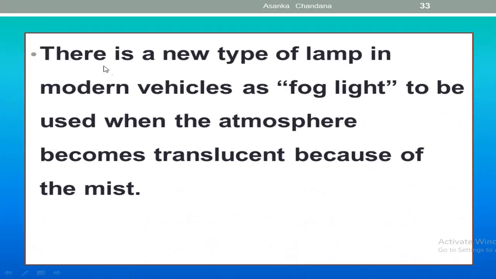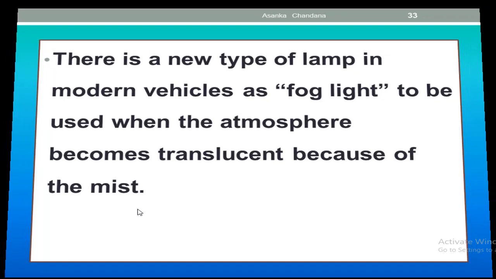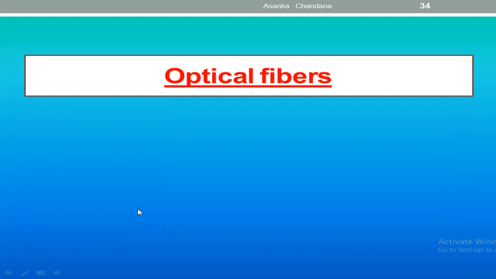There is a new type of lamp in modern vehicles, the fog light. Fog light is used when the atmosphere becomes translucent because of the mist. To overcome these obstacles, fog light is most important.